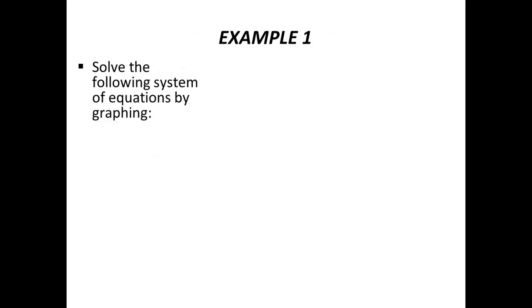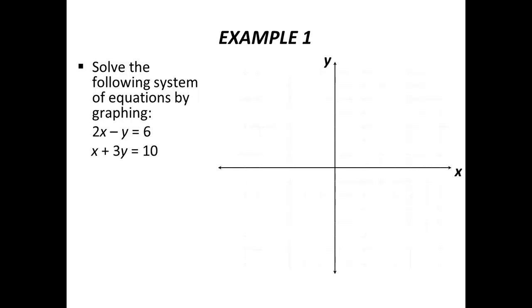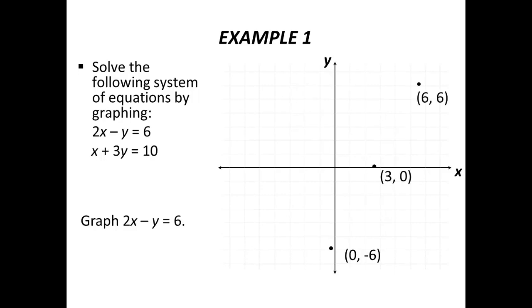Example 1. Solve the system of equations by graphing: 2x minus y equals 6 and x plus 3y equals 10. Go to your graph. Graph 2x minus y equals 6. Choose two convenient points, (0, negative 6) and (3, 0). These are the y-intercept and the x-intercept, respectively. Choose a third point, (6, 6), just to make sure that there are no mistakes.